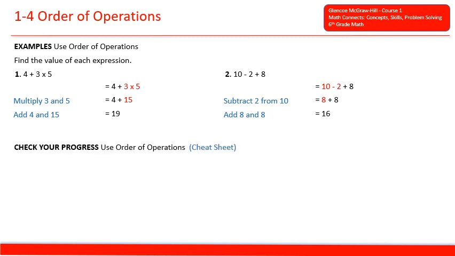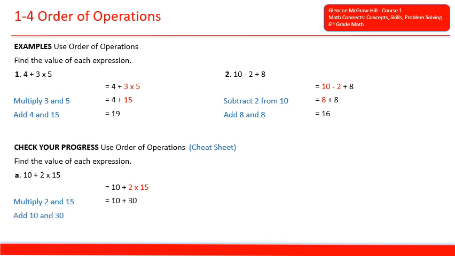Check your progress. Use order of operations. Find the value of each expression. 10 plus 2 times 15. So in PEMDAS, multiplication comes before addition. So we are going to multiply 2 times 15 before we add the 10. And we're going to get 10 plus 30. And now we can add the 10 and 30, and we get 40.